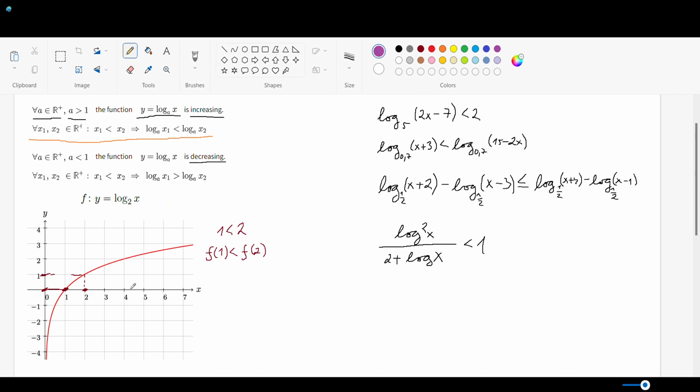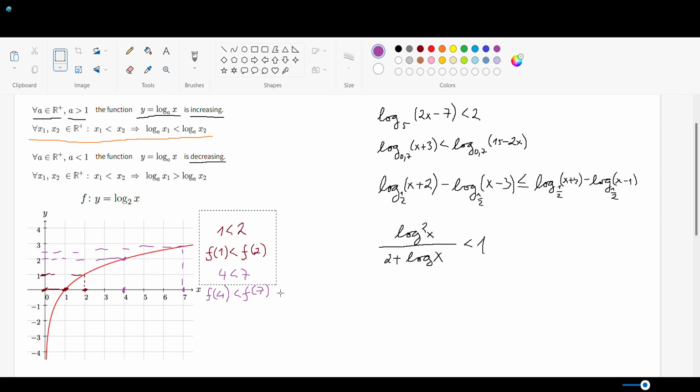If you have a look at the graph of this function, we can also take x1 being 4, and if you take, for example, x2 being 7, and you have a look at the value of this function, you can again say very easily that 4 is less than 7, and the same applies for the values of the function at 4 and at 7. So this is the concept to understand.